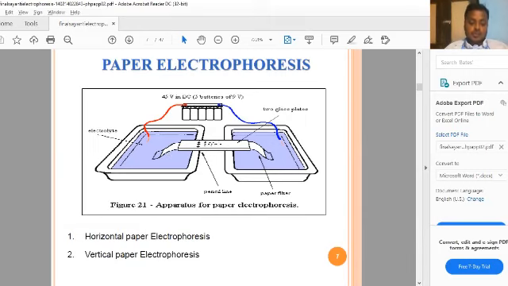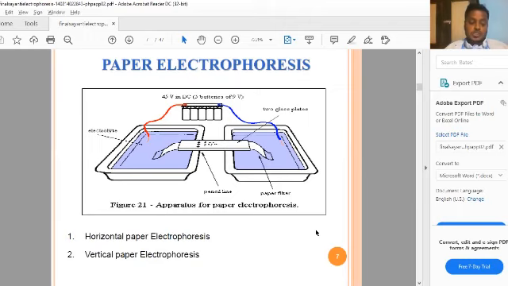Then you have to add the sample. You can see the sample application is here. These samples move to the positive side. So this is the basic method. We can note this as paper electrophoresis.